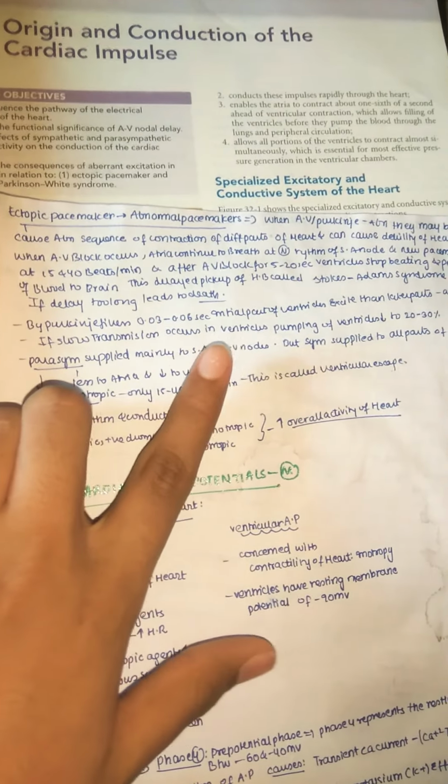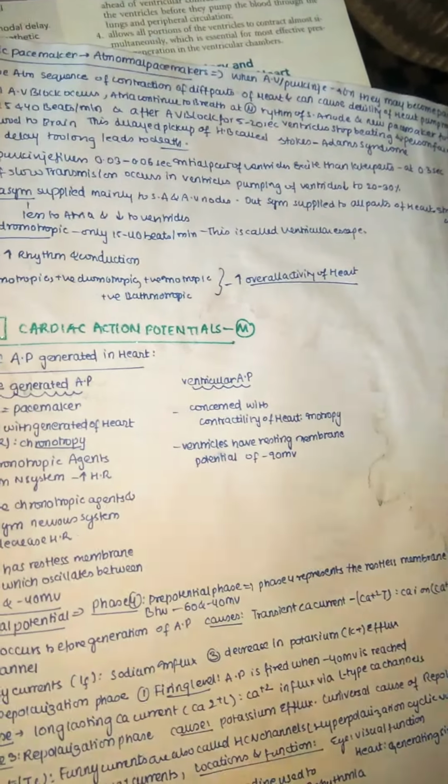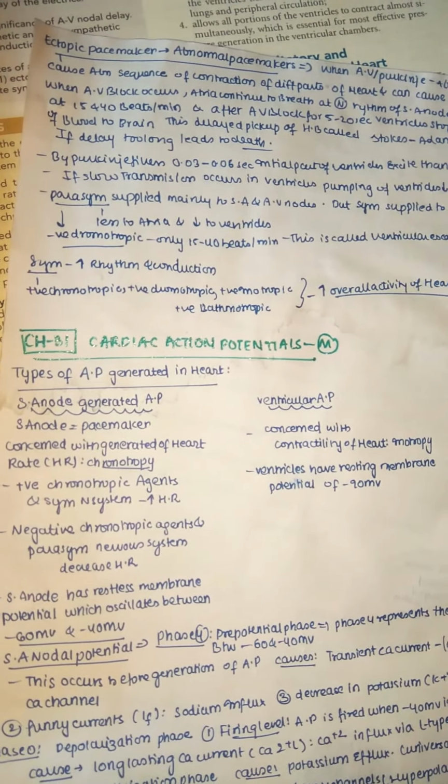If the delay is too long, it may also lead to death, because once the blood supply to the brain is gone, next all vital organs may also fail, and finally it leads to death of the patient. So now let us see how the parasympathetic and sympathetic nervous systems act upon this conduction system.